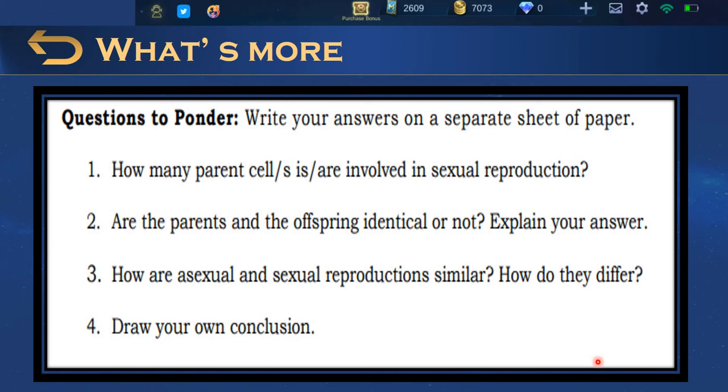Questions to ponder. Write your answers on a separate sheet of paper. Number 1. How many parent cell or cells is or are involved in sexual reproduction? Number 2. Are the parents and the offspring identical or not? Explain your answer. Number 3. How are asexual and sexual reproduction similar? How do they differ? Number 4. Draw your own conclusion. Okay, let's see the answer.